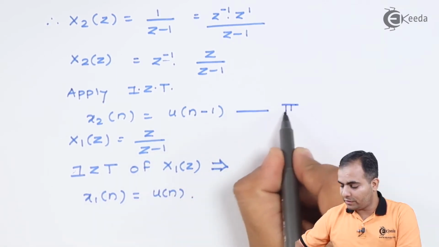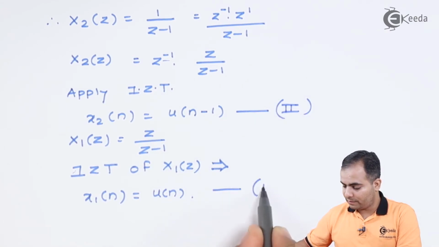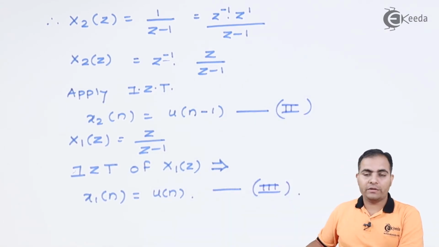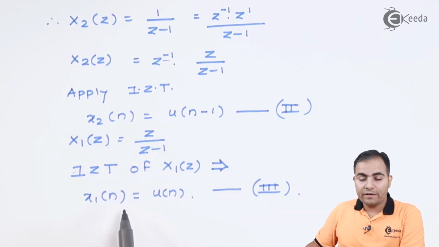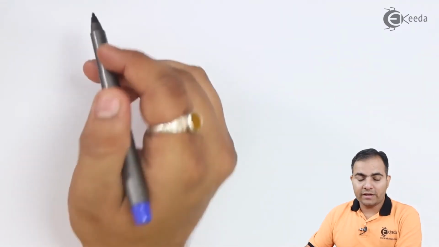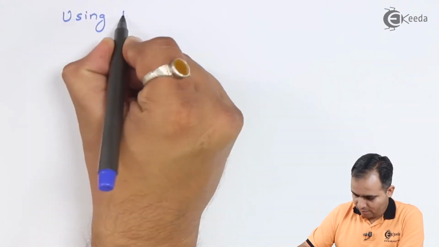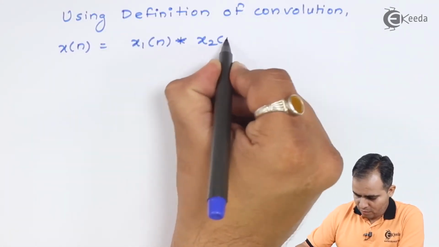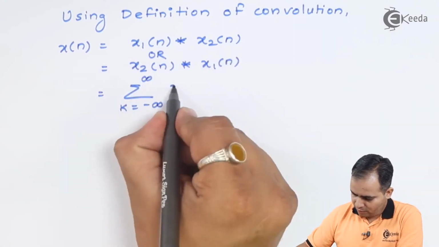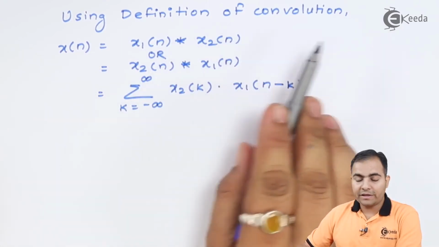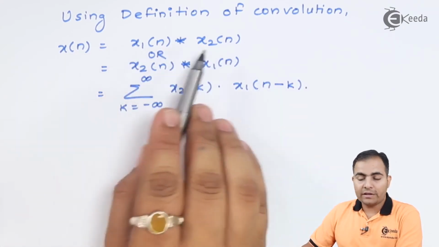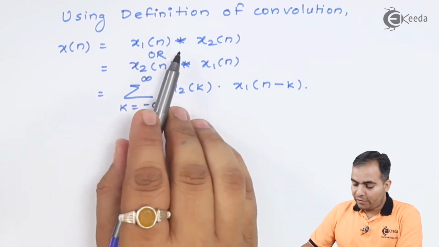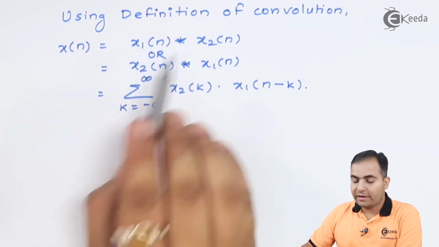Now I will use these two equations. Let's say this is my equation number 2 and this is my equation number 3. I'll use these two equations in the definition of a convolution of discrete signals. Here I have used the definition of convolution. When any two functions, let's say x1 and x2, convolve with each other, according to the property of convolution, I can write this equation.